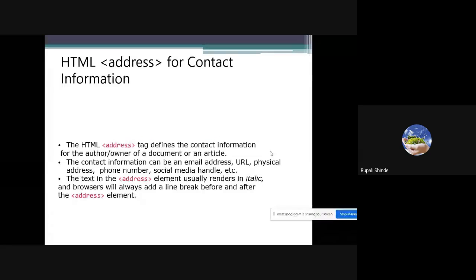Now we have a very simple element, or tag, that is the address tag. With the address tag we can write any address. It's not an email address or anything; we can write the physical address or contact information of a particular person. So the HTML address tag defines the contact information for the author or owner of the document or an article.